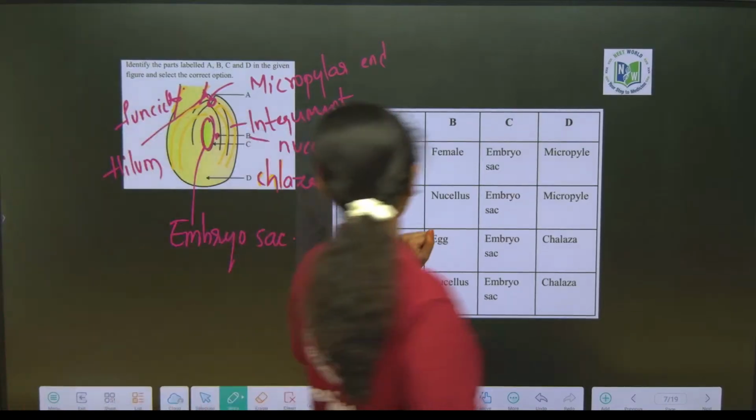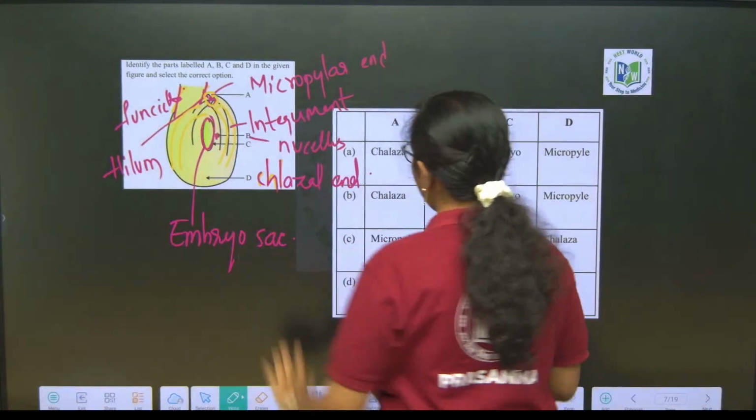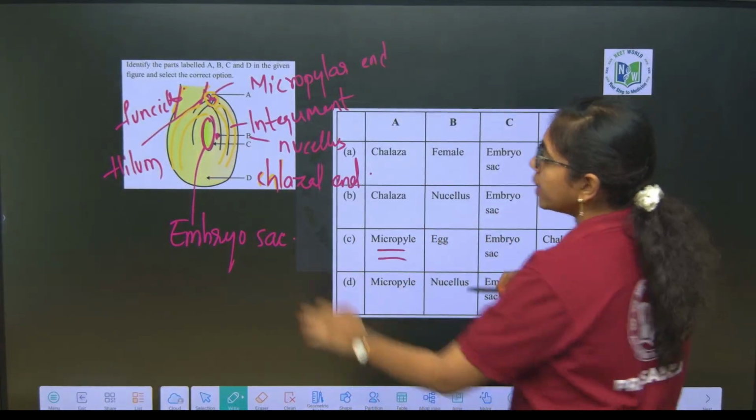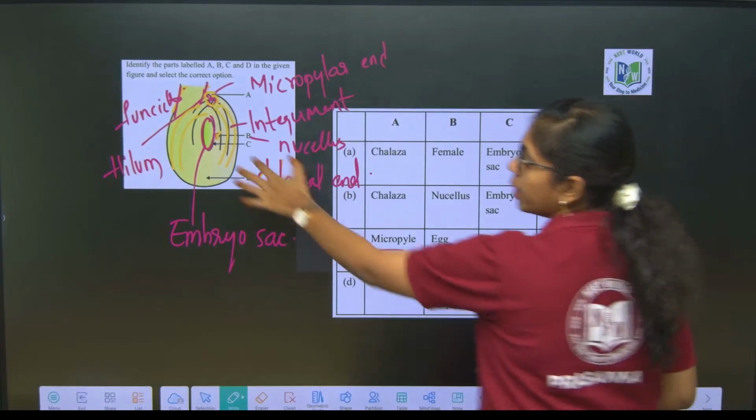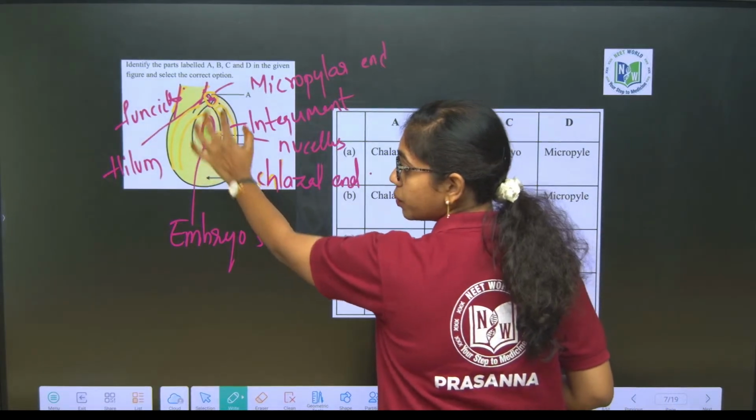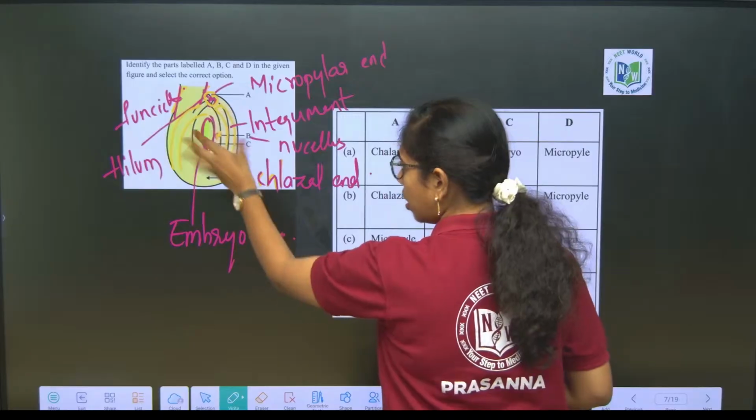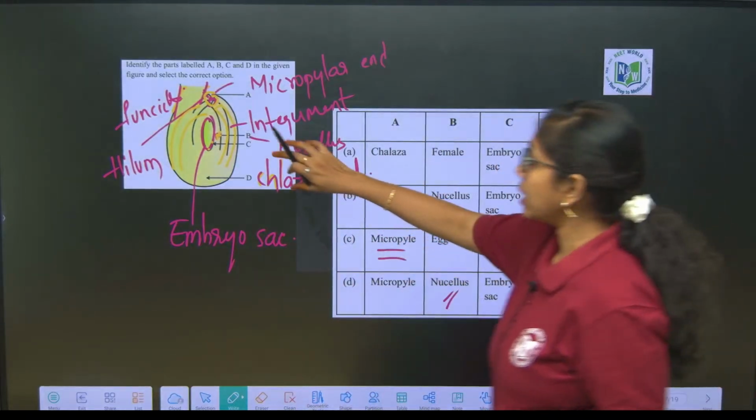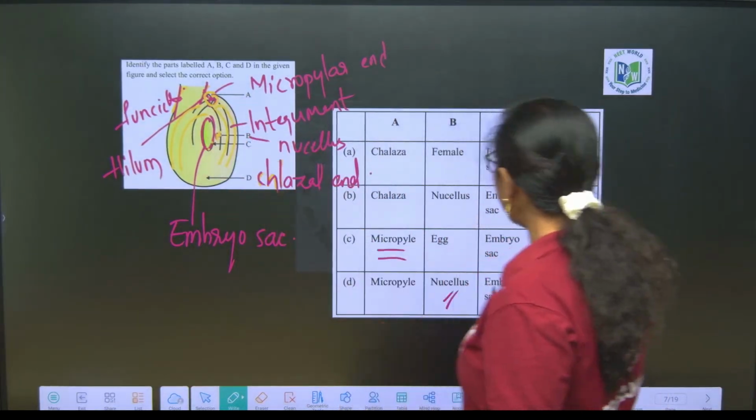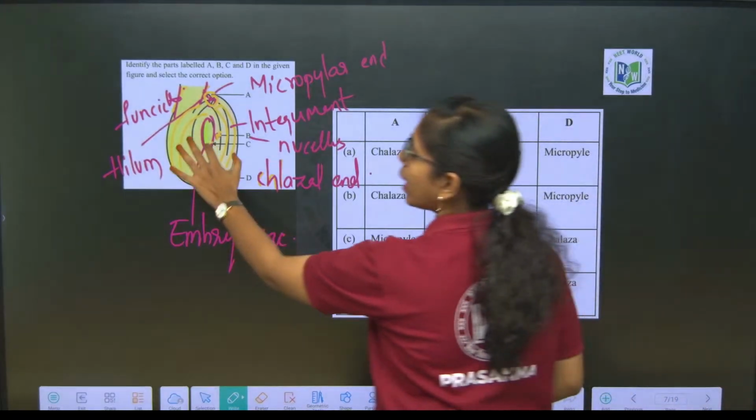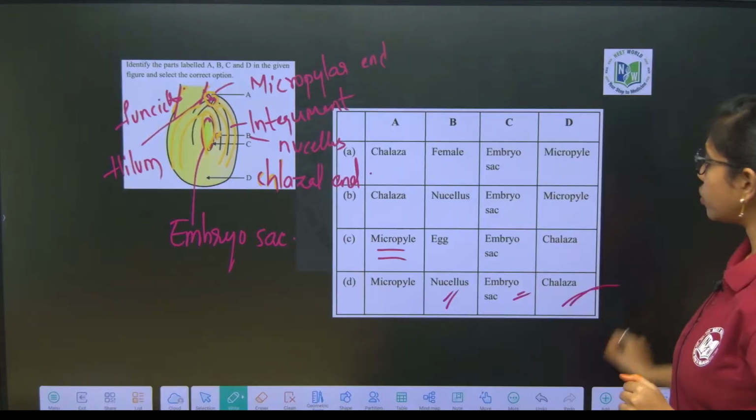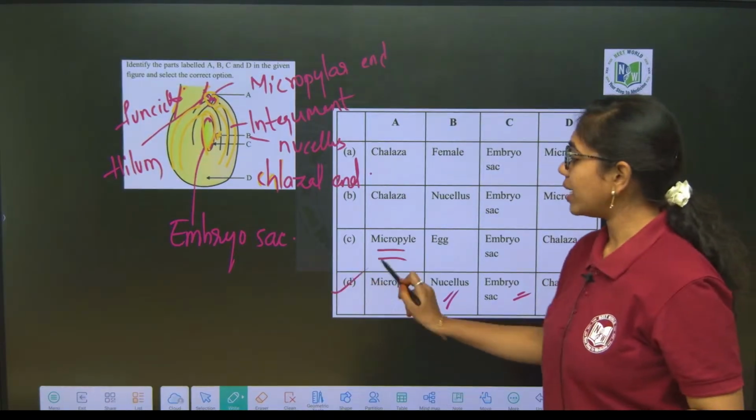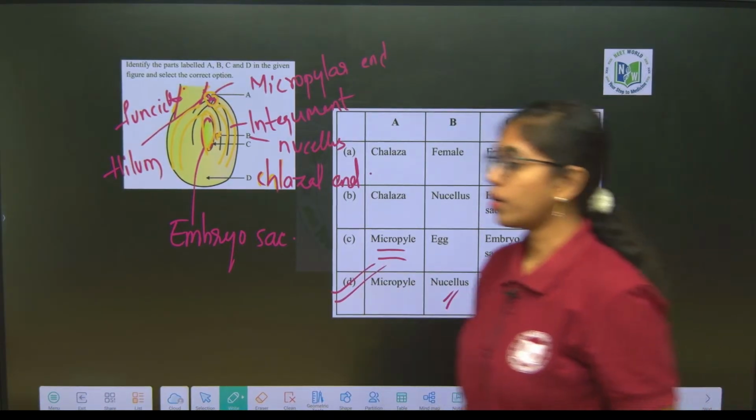So look at it carefully. A is the micropylar end, and B is the nucellus cells which are present inside the ovule. Then C is the embryo sac, which is the haploid female gametophyte, and D is the chalaza. So here option D will be the right answer.